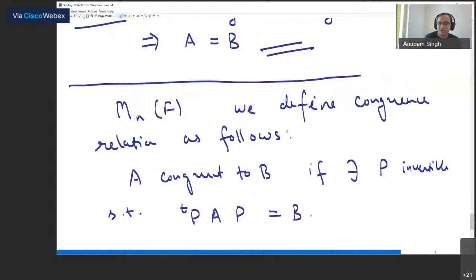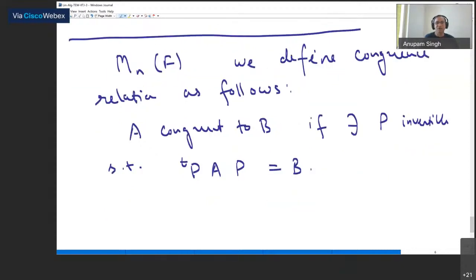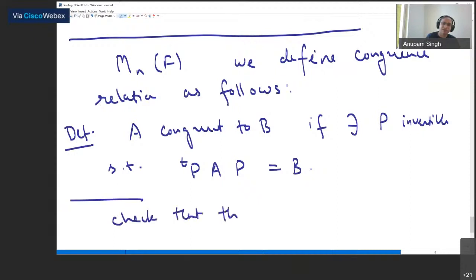So this is what I was saying. This relation is not the same as the similarity relation. Remember, here it is P transpose A P equal to B. The similarity relation is P inverse A P equal to B. You can check that this is an equivalence relation, and this is an equivalence relation. So this is a definition, and this is a definition. Check that this is an equivalence relation.